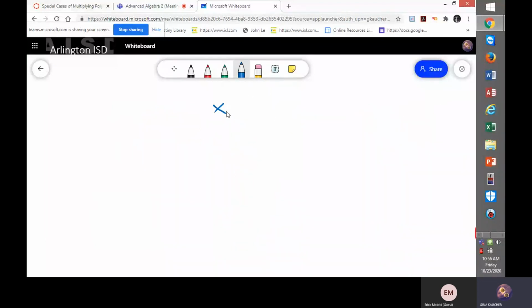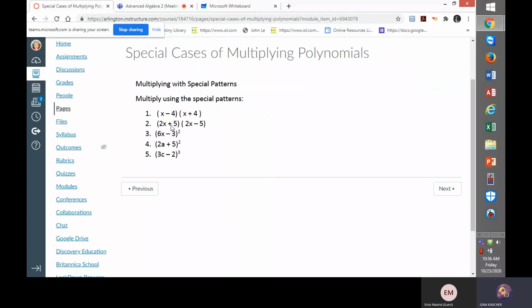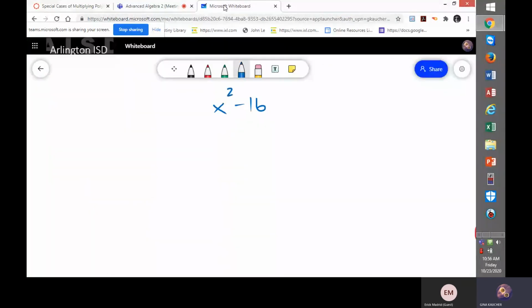So your answer for number 1 should be x squared minus 16. That's it. Okay, for number 2, you're doing the same thing. A plus and minus, the same thing. So you're going to square the 2x, the whole thing though. So it'll be 4x squared, square the 5, minus 25. This is always minus. It's always the difference of the 2 squares.